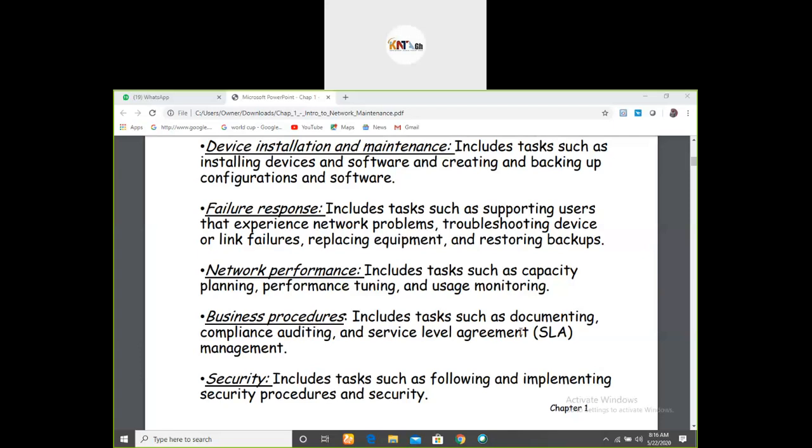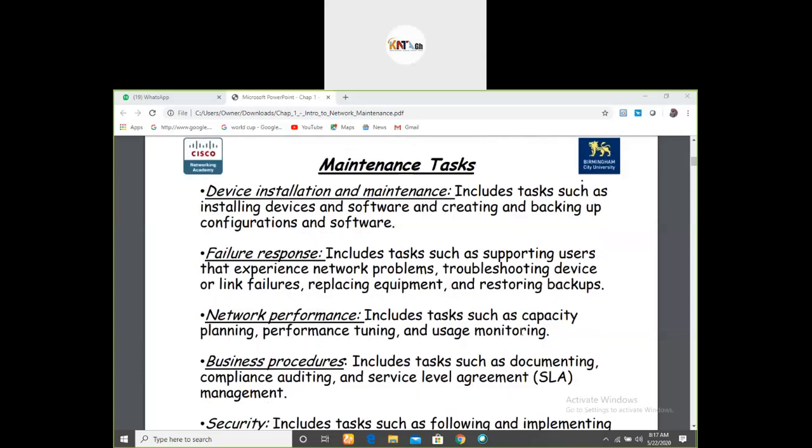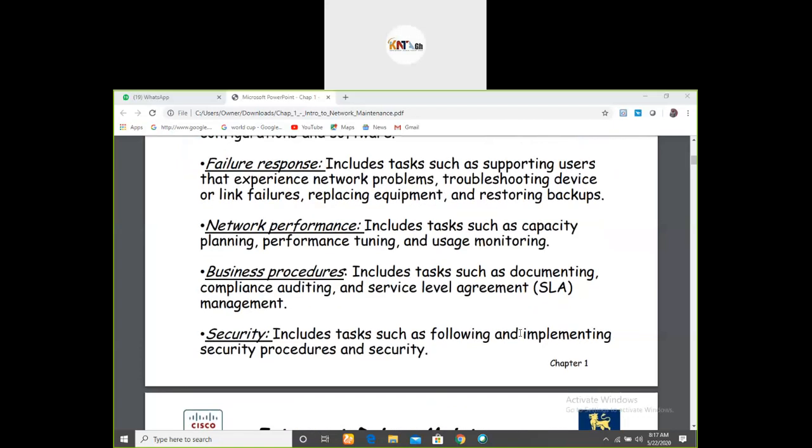You have all the necessary security management systems that will make sure that your network is not infiltrated by unauthorized users, and that your network information and salient company information are not siphoned by unethical hackers and all that. These are very important. So we want to talk about network maintenance procedures, or network maintenance tasks. We want to talk about device installation and maintenance, failure response, network performance, business procedures, and security.